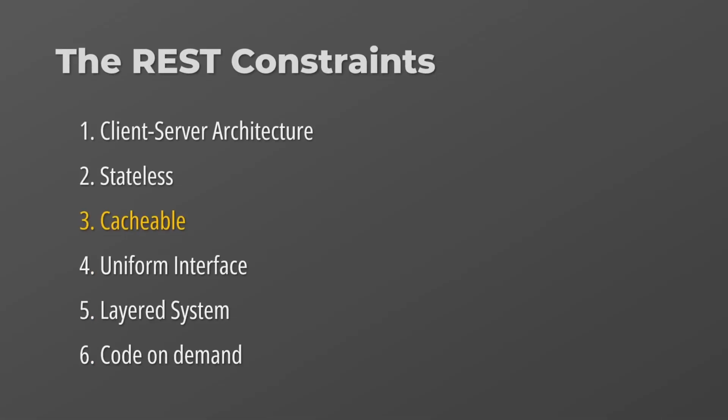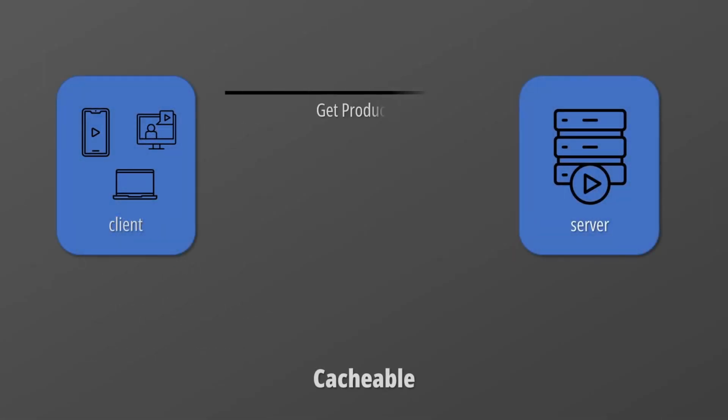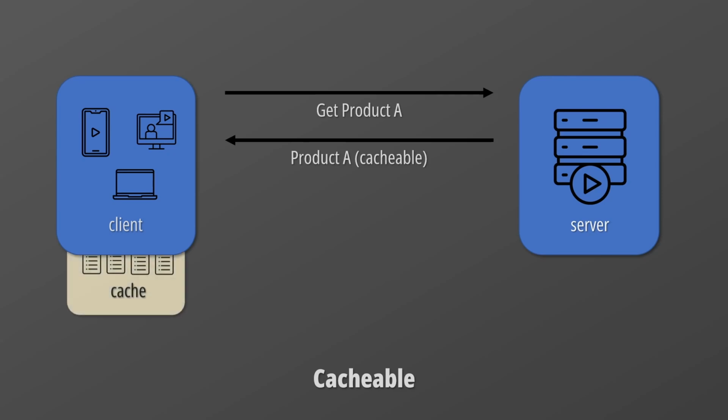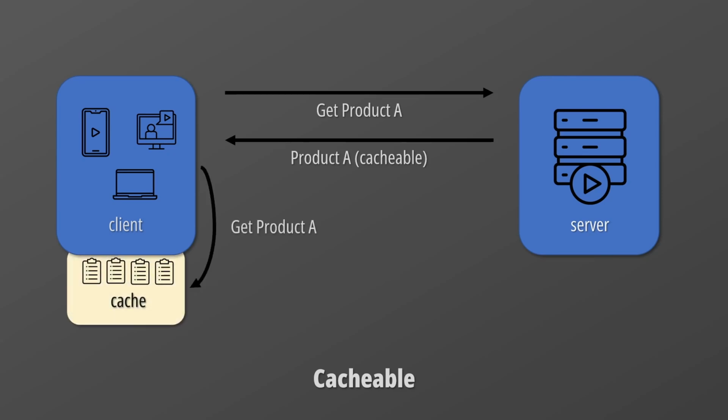The other constraint is that the server must flag responses that are cacheable. This is key to improve network efficiency by reducing communication between client and servers. It also improves the quality of the user experience because it removes the latency between the two parties.